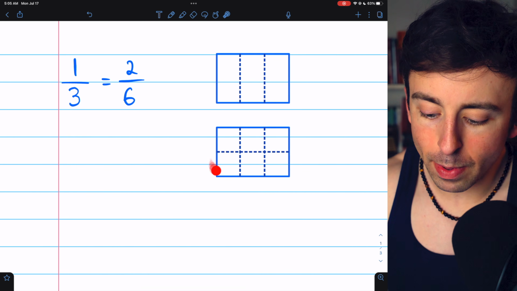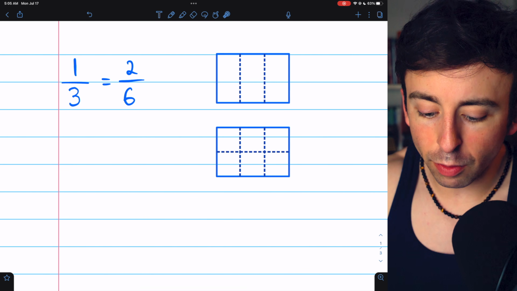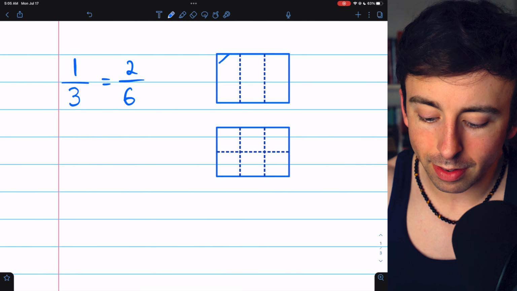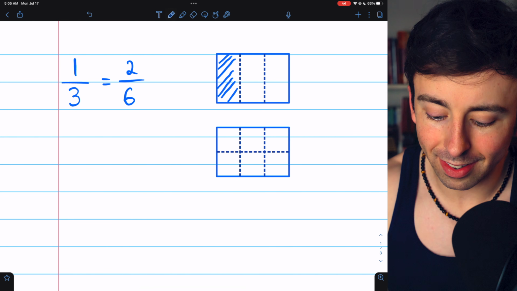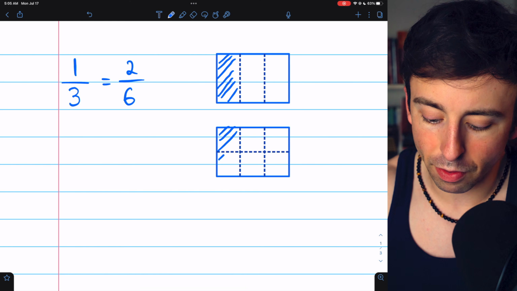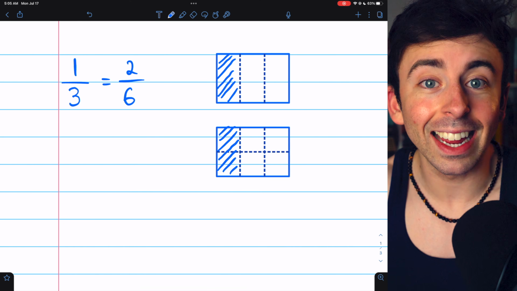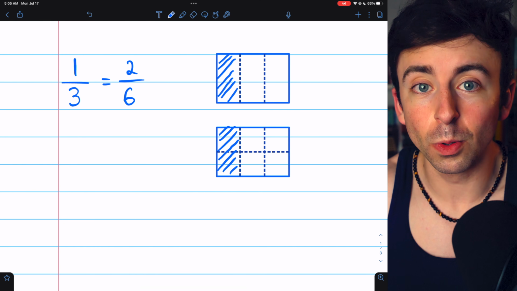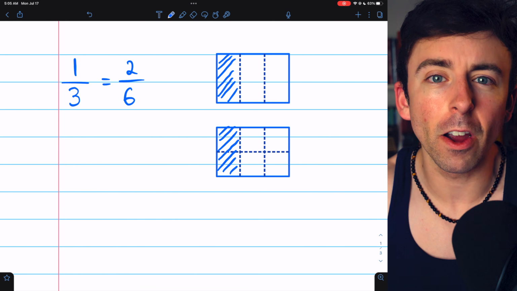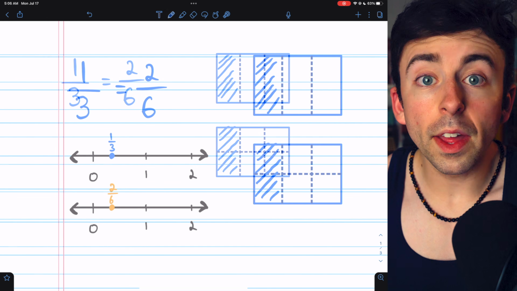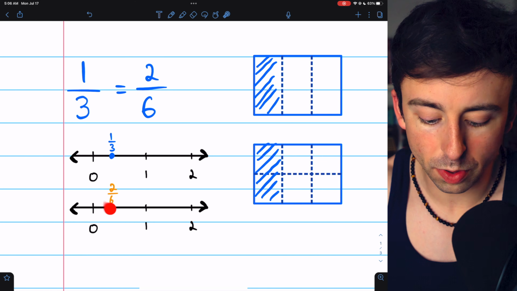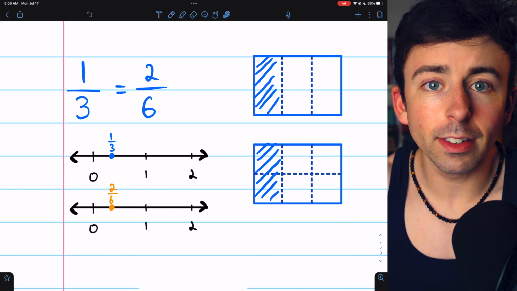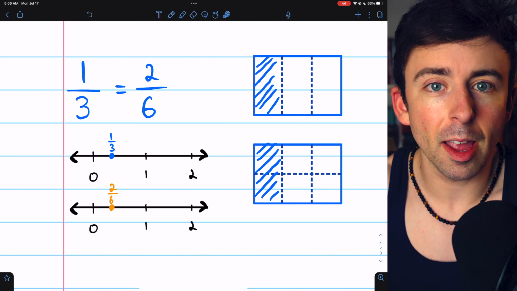Here are two copies of the same rectangle. This first one is split into thirds, so 1/3 of the rectangle looks like that. This copy is split into sixths, and 2/6 of the rectangle look like that. Clearly, 1/3 and 2/6 are the same. They are equivalent fractions. And this is what they look like on the number line. Here's 1/3, here's 2/6. They're just different ways of representing the exact same quantity.